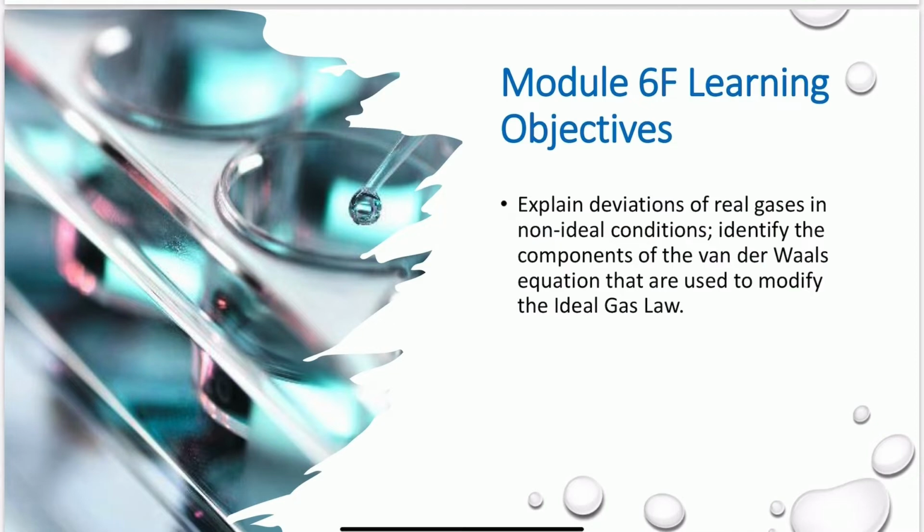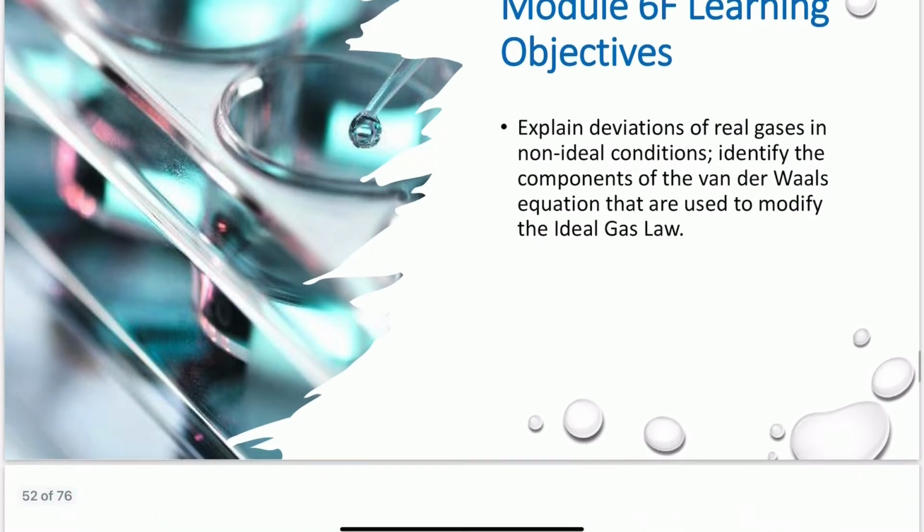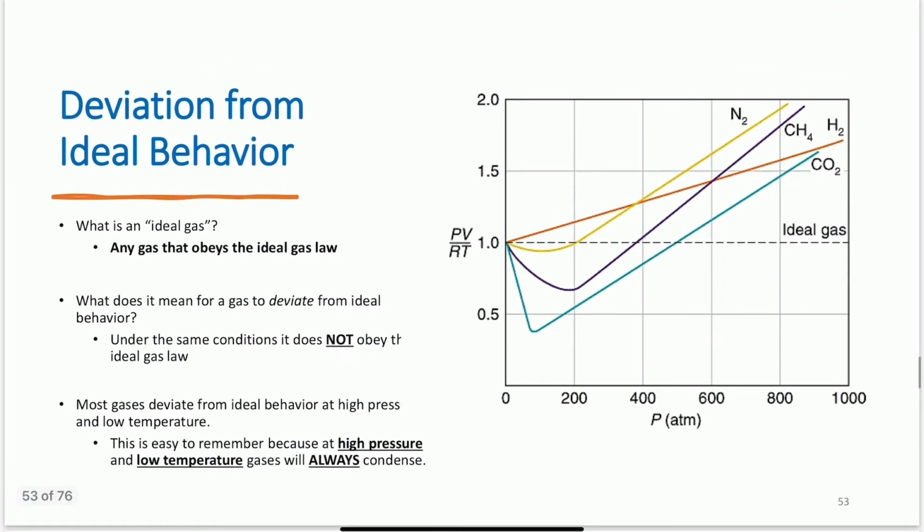Well, not all gases behave under ideal conditions, and we're going to talk about what that means. So you need to be able to explain deviations of real gases under non-ideal conditions. Identify the components of the van der Waals equation that are used to modify the ideal gas law. So deviations from ideal behavior.